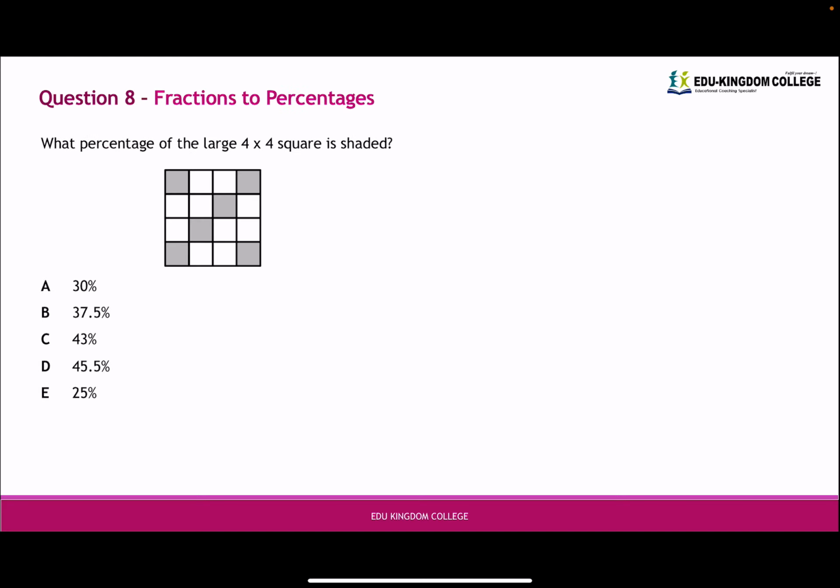Now, moving on to question 8. So we're just trying to calculate what percentage of this 4x4 square is shaded.